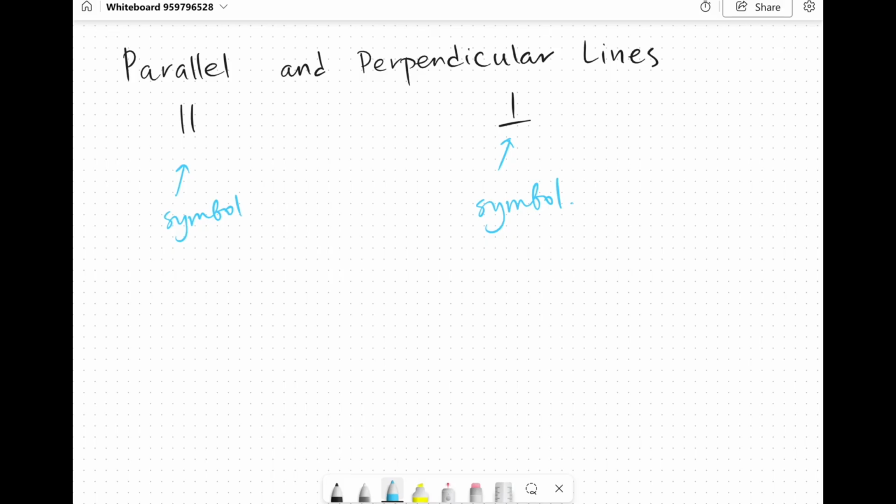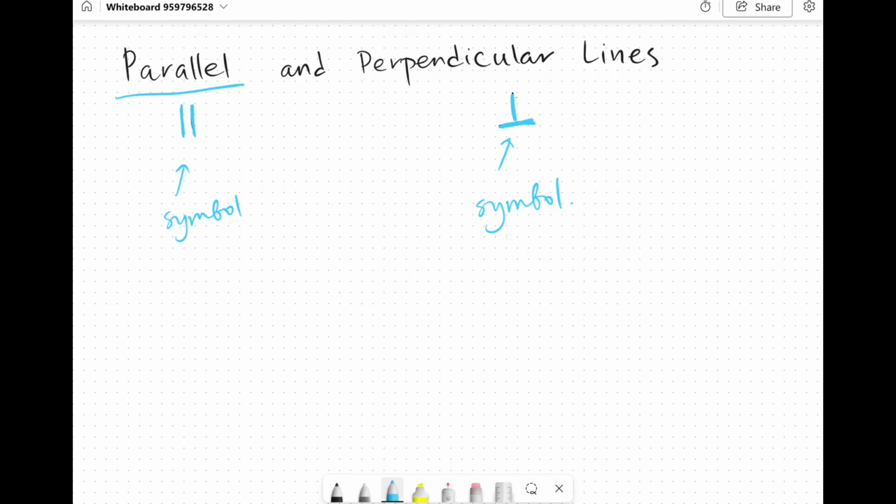I did write down two symbols here as I'm writing questions in these sections. If I write two lines that go side by side like this, that means parallel lines. So that's the symbol for parallel lines, and the symbol for perpendicular lines will look like this.